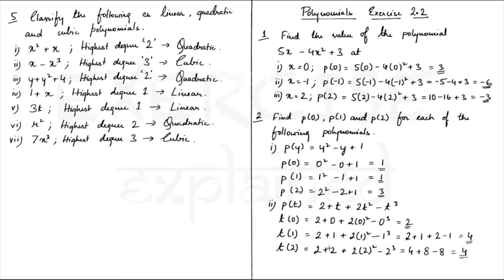Coming to the next one, that is p of 1. So that's equal to 2 plus t becomes 1 and plus 2 into t square becomes 1 square minus t cube becomes 1 cube. So what we get is 2 plus 1 plus 2 minus 1, that gives us 4. Coming to the next one, p of 2. So we need to substitute t as 2. So we get 2 plus 2 plus 2 into 2 square minus 2 cube. So it gives us 4 plus 8 minus 8. Now plus 8 and minus 8 cancels and we are left with 4.